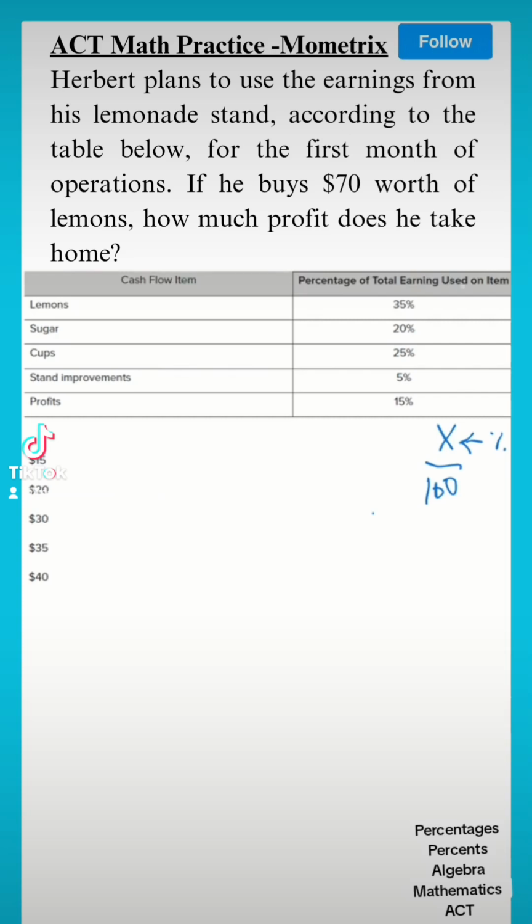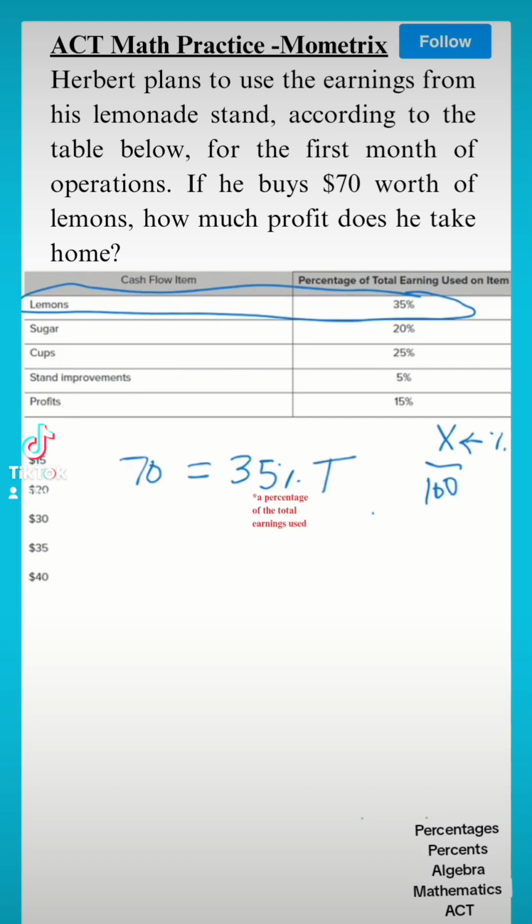So first we need to know what our total earnings are to be able to find out what the profits is. So the way that we can find out our total earnings is we can take the $70 that Herbert paid for lemons and set it equal to this 35%, right, which represents this top line. That 35% represents the total earnings used. Okay, so he spent $70, and that's equal to 35% of the total earnings used. So we can now find out what our total earnings is by solving for this t.